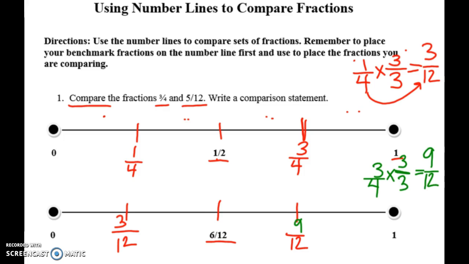Now I need to mark where my fractions fall on the number line. And 3/4 is already here for us. And 5/12, based on my number line, is going to be about here. Which one is closer to 1 based on my marks here? And I'm going to write a comparison statement, which is going to say 3/4 is greater than 5/12 based on the work I did on my number lines.